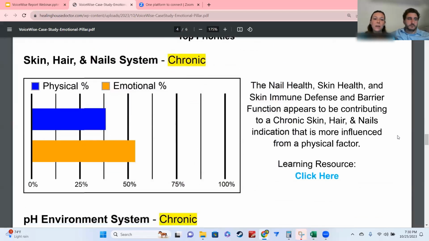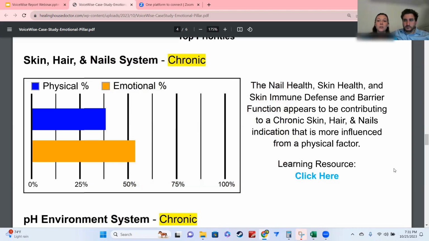So on the next page, we have listed the 2 top systems that need the most support. When you look at the different bars, the blue is physical, the orange is emotional. The one with the lowest bar, the lowest percentage, is the one that needs the most support, and that's the one we usually refer to on the right-hand side with more details. For this example, the first system that needs the most support for this person is their skin, hair, and nails. And yes, that is an entire system, because it has a lot to do with the barrier between us and the outside world. Your skin is the body's largest organ.